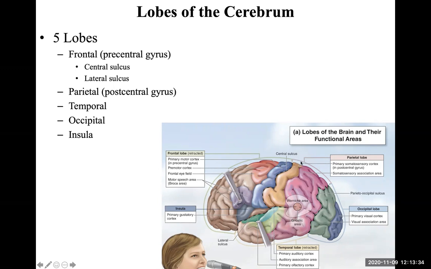The postcentral gyrus lies immediately posterior to the precentral gyrus and is separated from it by the central sulcus, which you can see here. And then directly behind that, we have what we call the somatosensory association area.